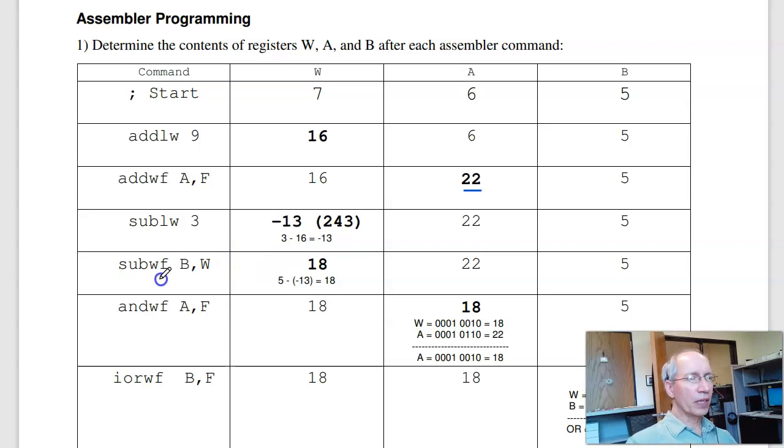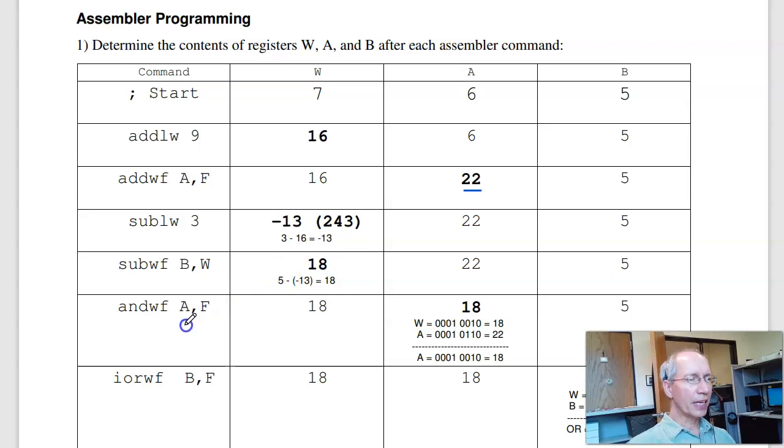The next one is take B, subtract W from B, put the result in W. So B is 5, W is minus 13, or 243. 5 minus 13 is negative 8, which is 248. If I do 5 minus 243, I also get 18 in the same representation. Again, this is 2's complement math. Let's see, 22 and 5 are the same. If you take 5 minus 243, I'll get negative 256 plus 18, well, negative something, which is the same thing as plus 18.